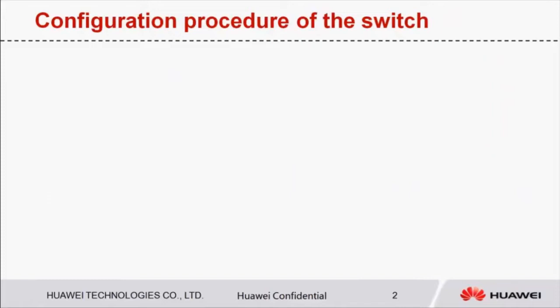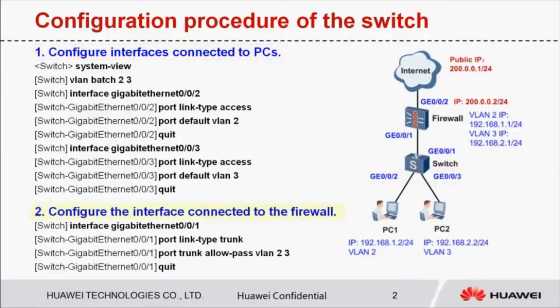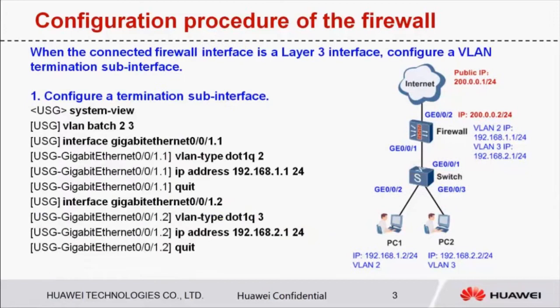First, let's look at how to configure the switch. There are 2 steps. Step 1. Configure interfaces connected to PCs as access interfaces and add them to VLAN 2 and VLAN 3 respectively. Step 2. Configure the interface connected to the firewall as a trunk interface and add it to VLAN 2 and VLAN 3. Now let's look at how to configure the firewall.